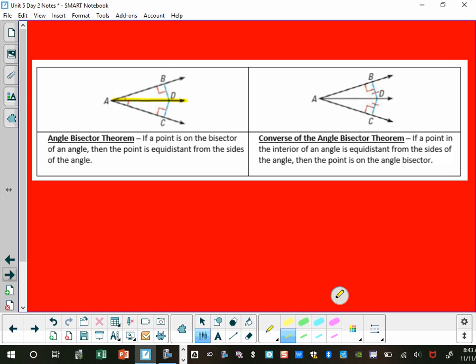Guys, what inside this picture tells me that it's an angle bisector? Look at that angle A. What's special about angle A? You see those little hash marks, right? This hash mark at A and that hash mark tells me that both of these angles are congruent. So that means that AD is my angle bisector. That you have to know.